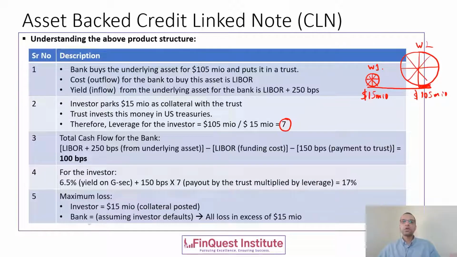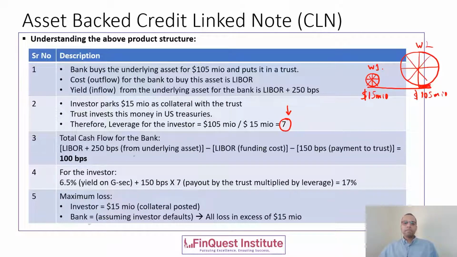So that is what I call leverage, because just by parking $15 million, the investor is getting a chance of taking a position in a much larger asset. So the actual asset value is 105. So that is giving them a leverage, and you can imagine this is the plank which provides the leverage. So in our case, the leverage factor is 7. So again, this is how leverage is frequently used by market participants. Now let's understand the cash flows from both perspectives, bank as well as the investor.